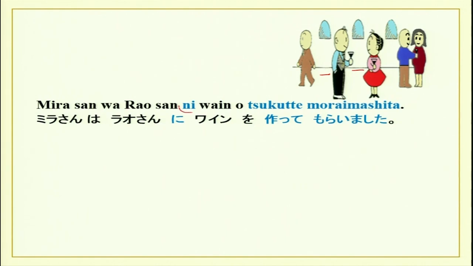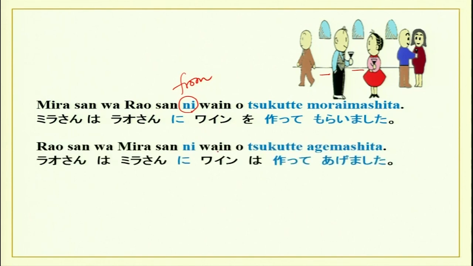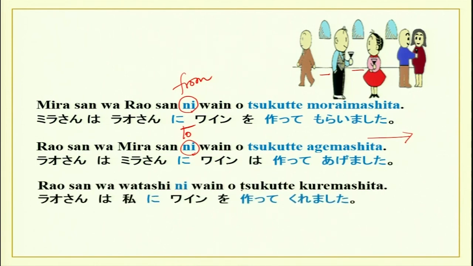So, Mira-san wa Rao-san ni from wine o tsukutte moraimashita, she received. Then, Rao-san wa Mira-san ni wine o tsukutte agemashita, he gave to Mira-san, agemashita. Now, Rao-san wa watashi ni wine o tsukutte kuremashita. Now, who is saying? Mira-san is saying that Rao-san wa watashi ni, to me, wine o tsukutte kuremashita. She is being very, very humble that he was kind enough to make wine and pour the wine in the glass and give it to me. So, I got or I received.